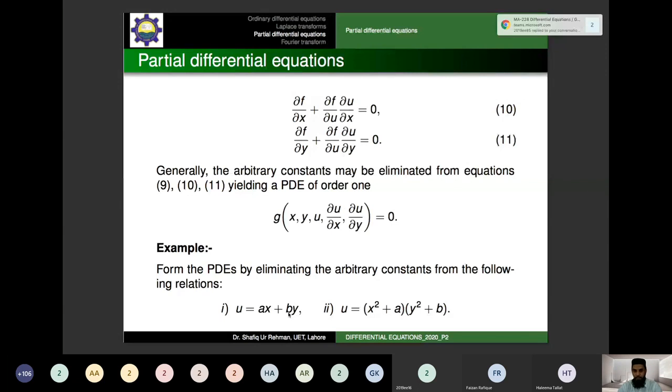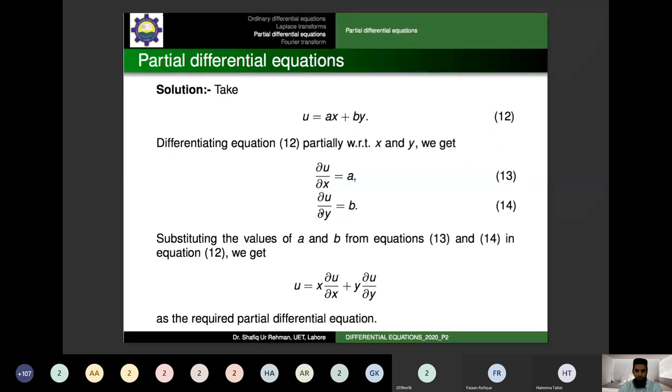The procedure is that we partially differentiate the dependent variable with respect to those two independent variables. So a is there, b is there. Plug in those expressions in equation number 12. So a is eliminated, b is eliminated. In other words, a is being replaced by partial u upon partial x, b is being replaced by partial u upon partial y. So here you go with the corresponding partial differential equation of order 1. So this is case number 1.